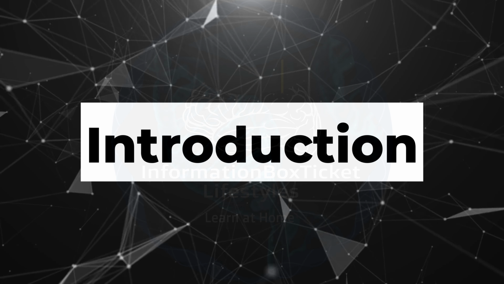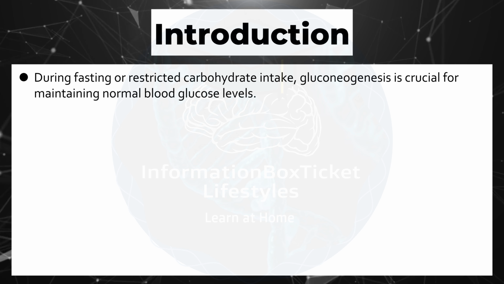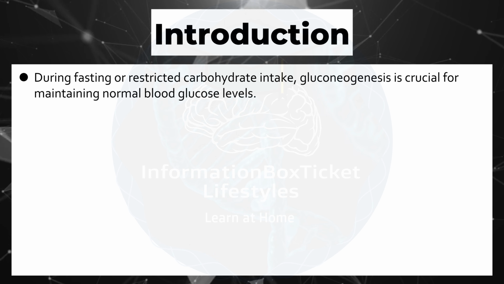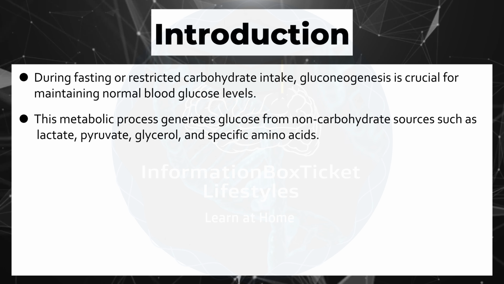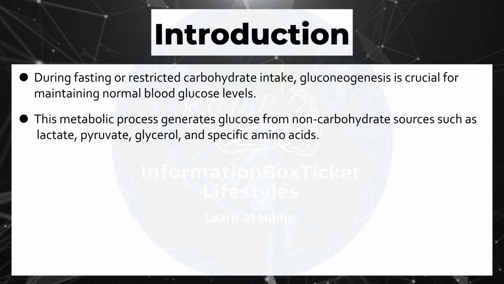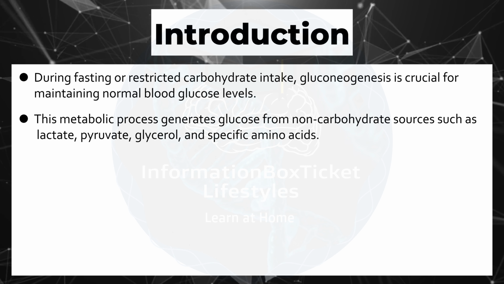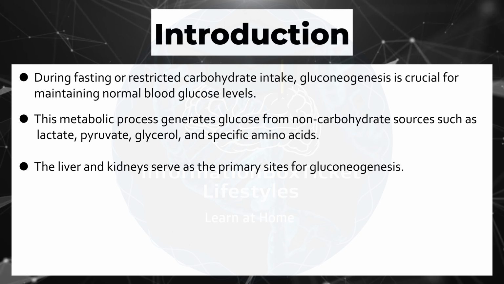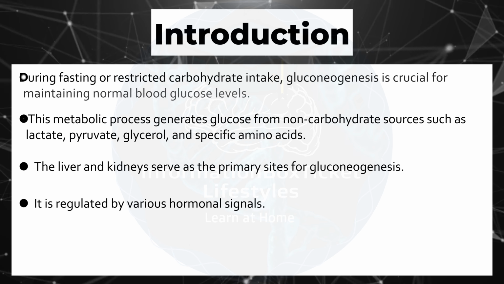Introduction to gluconeogenesis. During fasting or restricted carbohydrate intake, gluconeogenesis is crucial for maintaining normal blood glucose levels. This metabolic process generates glucose from non-carbohydrate sources, such as lactate, pyruvate, glycerol, and specific amino acids. The liver and kidneys serve as the primary sites for gluconeogenesis. It is regulated by various hormonal signals.